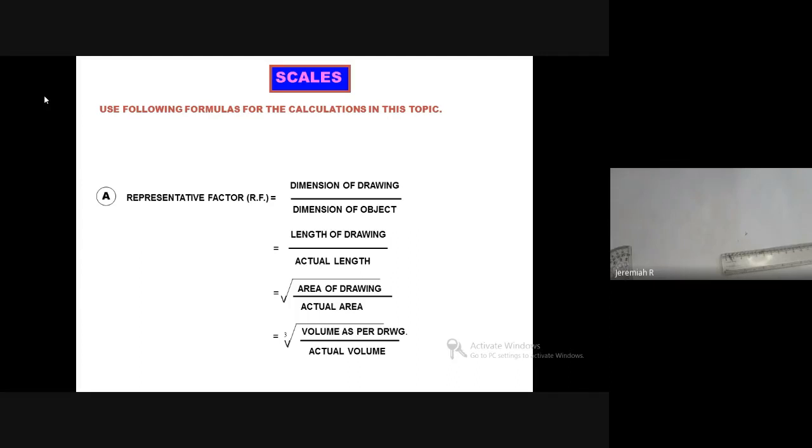Then you have to take the cube root, and you will get the representative factor. That is the only difference. If it is given as an area, you have to take the square root. If it is given in terms of volume, you have to take the cube root.